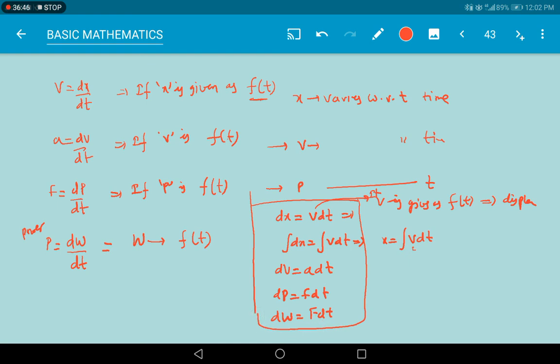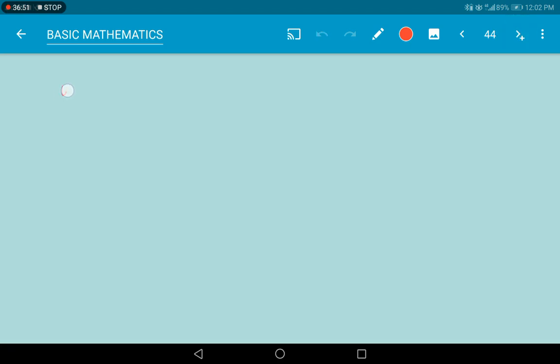Some more will be there. In angular motion also we are using, in circular motion also we are using. So the rate of change of angular displacement is d theta by dt, the rate of change of angular velocity is angular acceleration, and the rate of change of angular momentum is torque. So according to our convenience, we are using the concept of integration and derivations.